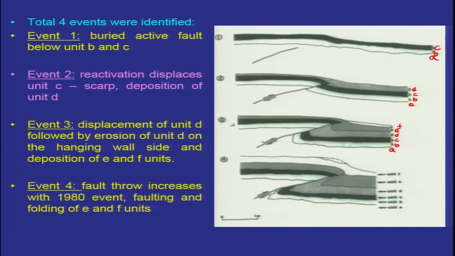Then the last one displays the complete sequence. Fault throw increases with the 1980 event, faulting and folding the units E and F. So you can regenerate, or retro-deform, the sequence in this way for any trench. I'll show a better example from the trenches which we dug in the Himalayas, showing how you can reconstruct the events and identify the paleo earthquakes.